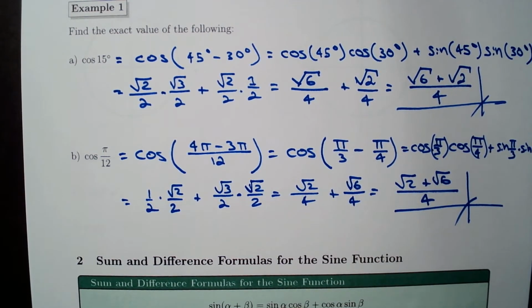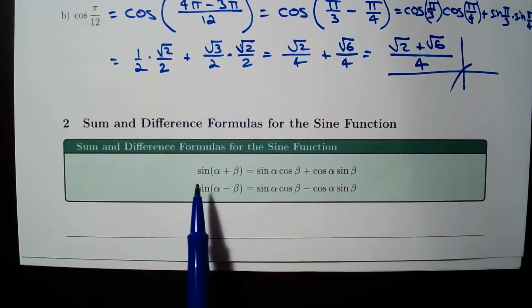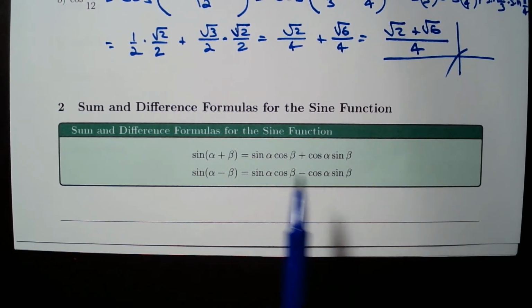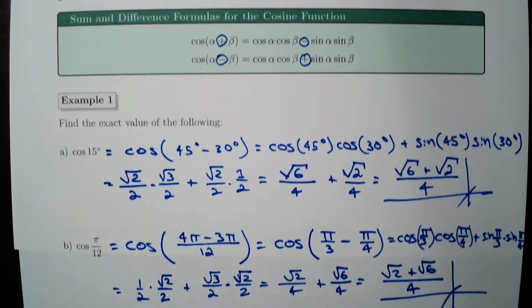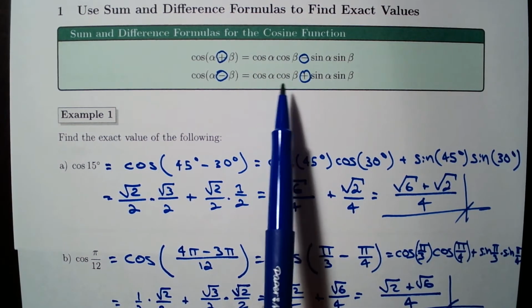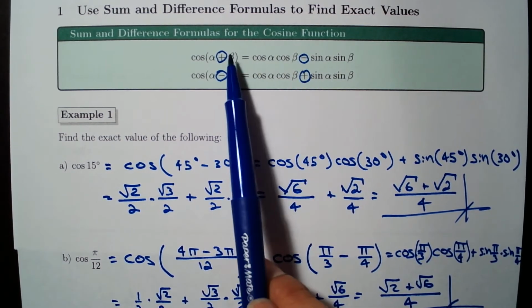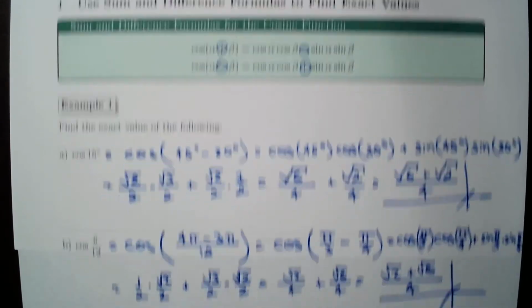Alright, let's look at sum and difference formulas for the sine function. They're kind of similar, of course, but be careful when looking at the patterns. The cosine formulas involve cosine, cosine, sine, sine, and then interchanging the signs: positive goes to negative, negative goes to positive.